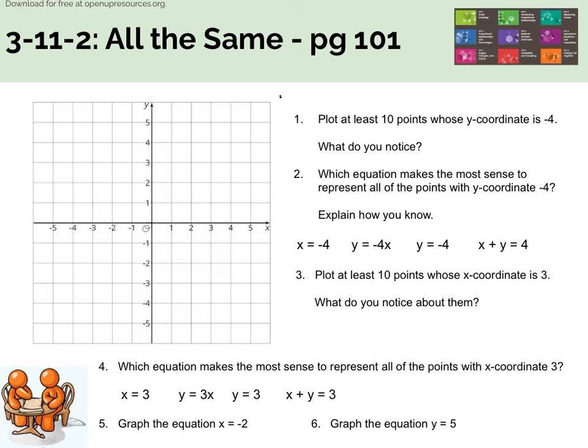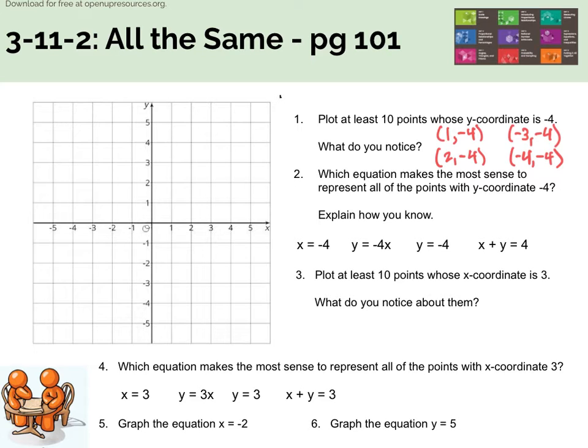All right, so let's think about that. What does that mean? No matter what number I put in for x, so 1, my y is -4. What about 2? Y is -4. What about -3? Y is -4. What about -4? Y is -4. So we're going to be doing this for 10 different points.